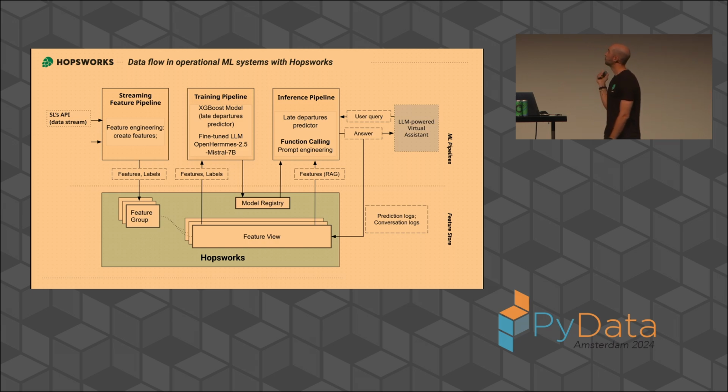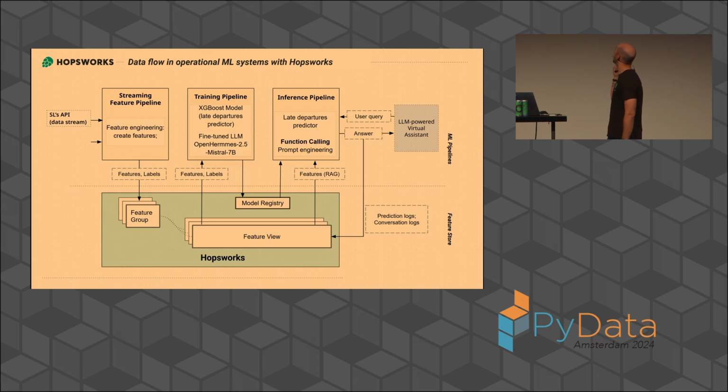Then we have a training pipeline. In this case, we fine-tune an LLM to teach the LLM some specific jargon about the departures and public transportation, but we also train a model to make predictions based on the current schedule and the current status of the buses going around the city and the metro, to predict how likely it is that the bus that I want to take is going to be late or not.